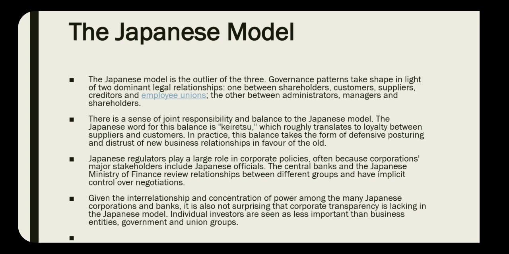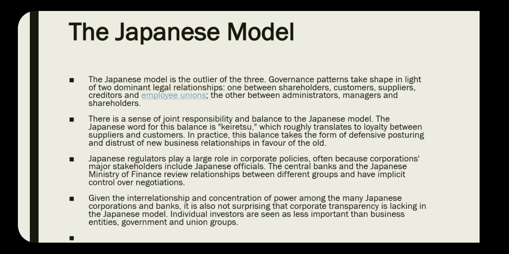So the Japanese model is complex. See here, they have a complex relationship between shareholders and customers, suppliers, creditors, and employee unions, and also between shareholders and administrators and managers. See here, and also this is the thing that I have also read somewhere else.